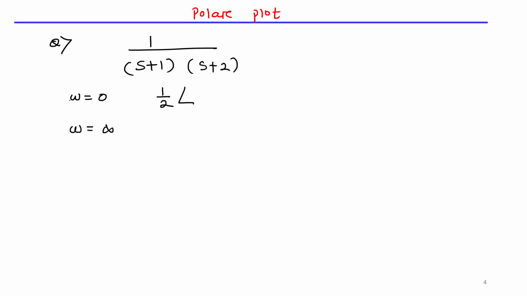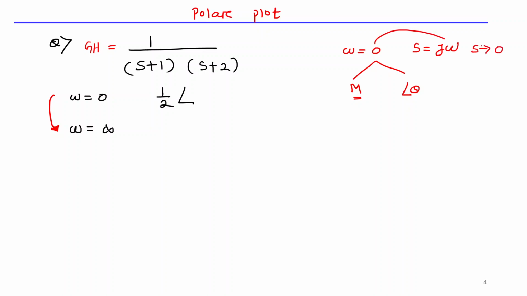I told you that you are varying your frequency from omega equal to 0 to omega equal to infinity, right? But at omega equal to 0, you need to find two things: your magnitude and your angle. For the magnitude, you just put omega equal to 0 in this transfer function. Omega equal to 0 means s equal to 0, because s equal to j omega. So when s equal to 0, this value is 0 and this value is 0, and you get 1 by 1 into 1 by 2, so the total is 1 by 2. The magnitude you got is 1 by 2.